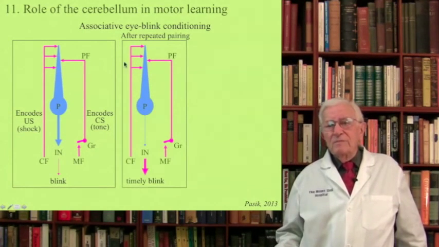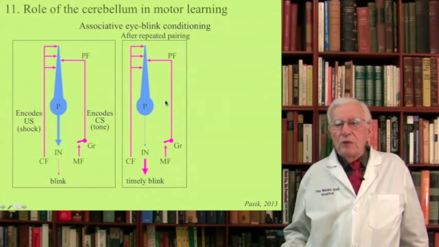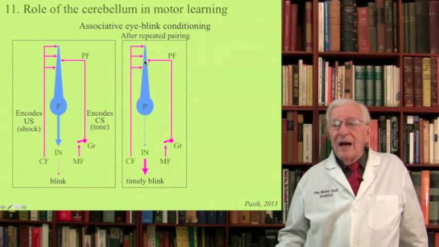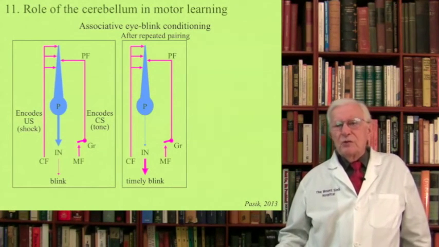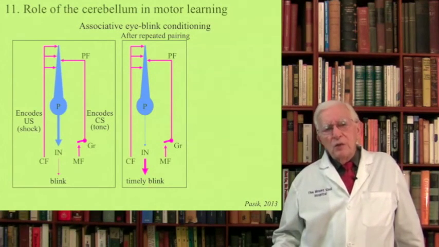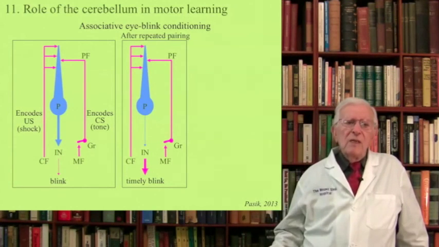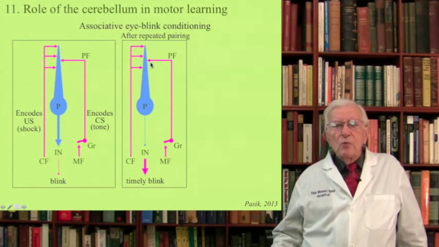Now, after pairing, what is happening? After repeated pairing, what is happening is the following, that the encoded tone now that goes through the parallel fiber system, at the level of the synapse with the Purkinje cells, there will be a process that is called long-term depression. Long-term depression, as well as long-term potentiation, have been considered cellular basis of memory, and in this case there is long-term depression here.